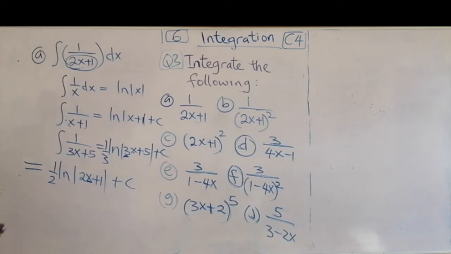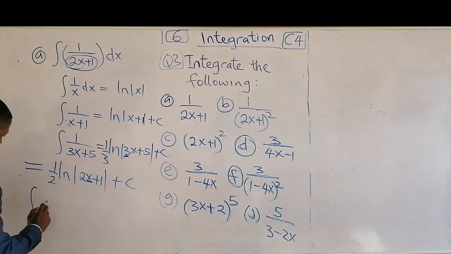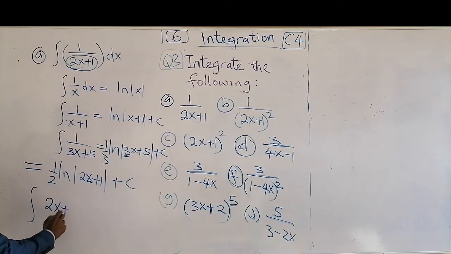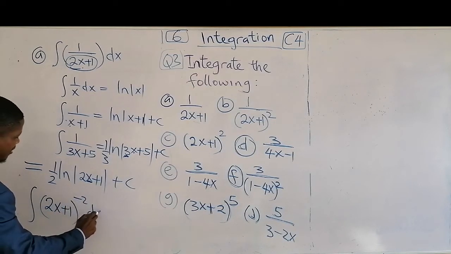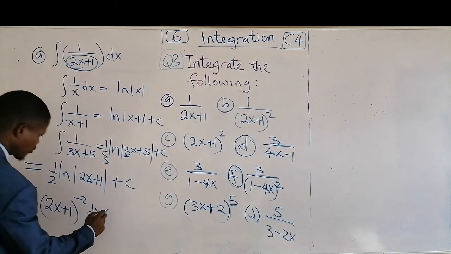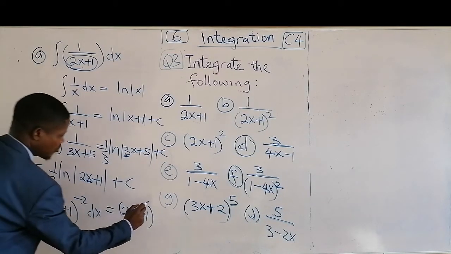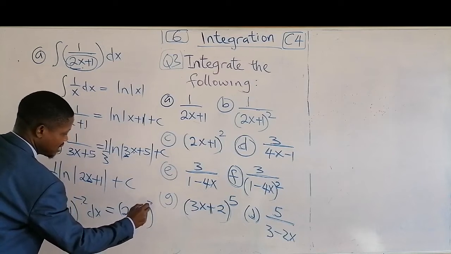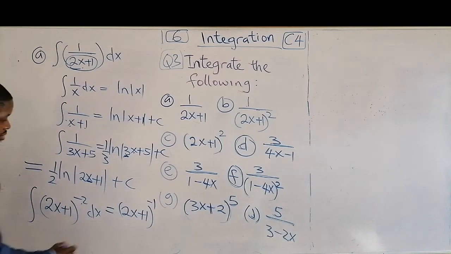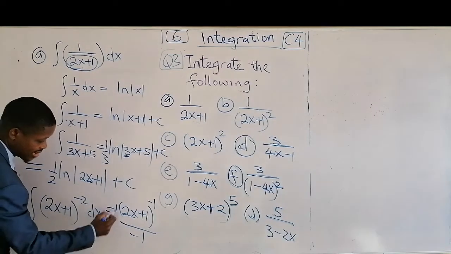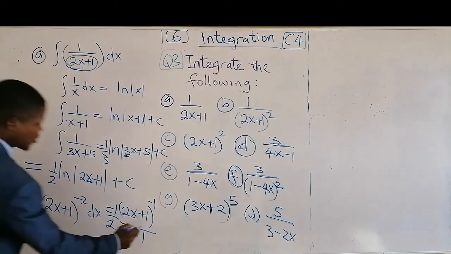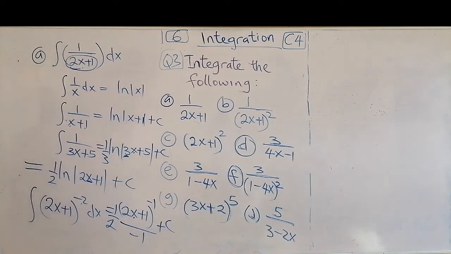For the b parts, we have this. I'm going to remove the inverse and write it as the integral of 2x plus 1 exponent minus 2 dx, which is equal to 2x plus 1 to the power minus 2 plus 1, so that's minus 1, over minus 1. Then you divide by the attachment to the function, that's 1 over 2, plus c.